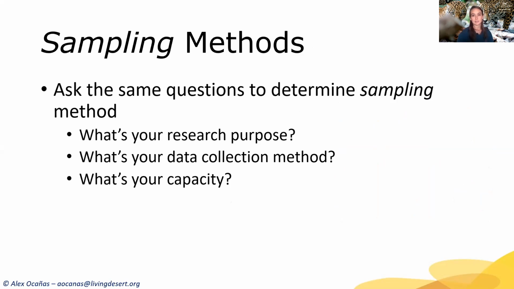And I slipped this in here because we know that sampling methods are really tied closely to your data collection methods. So kind of want to ask the same questions to figure out your sampling purpose or your sampling method. What's your research purpose? What's your data collection method? And what's your capacity to get that sort of sample? And sampling too is something that we'll go into much more detail later, the different types of sampling methods and the strengths and weaknesses of each of those. Okay.